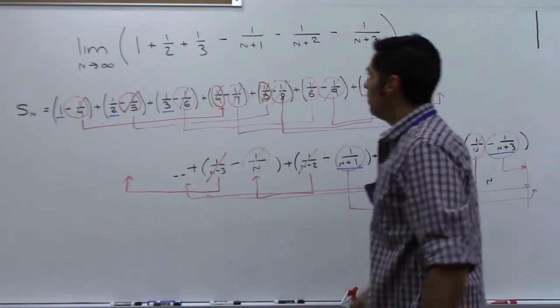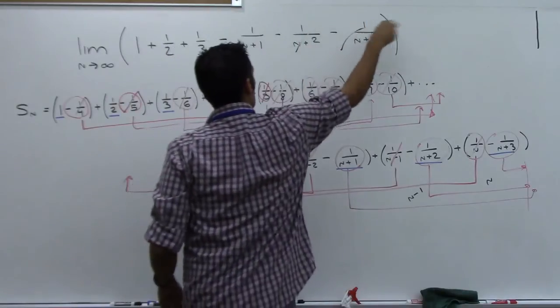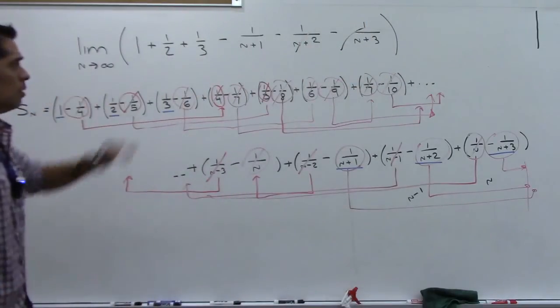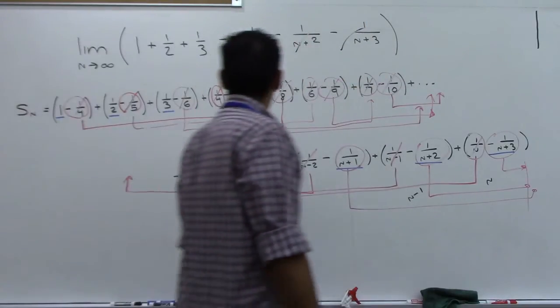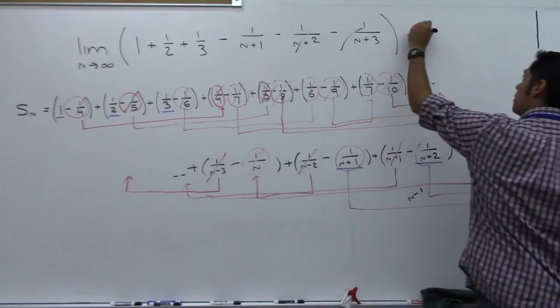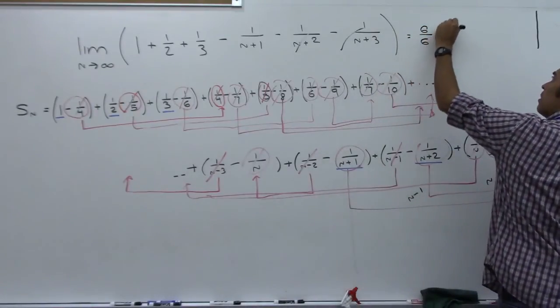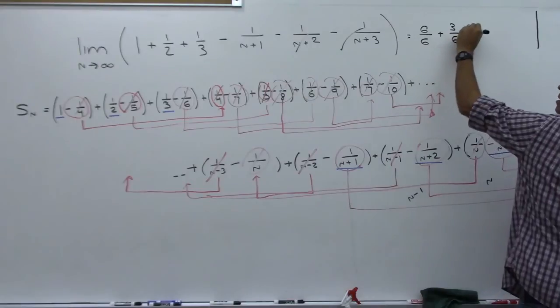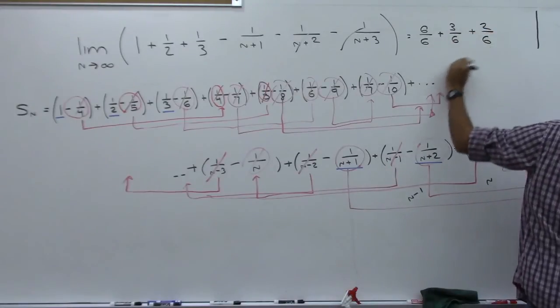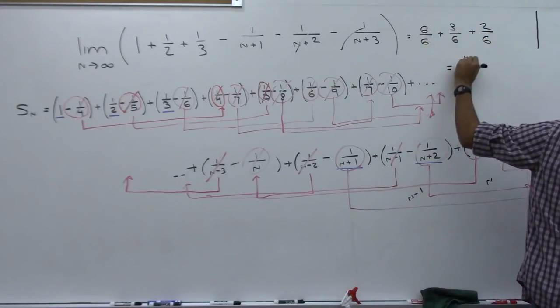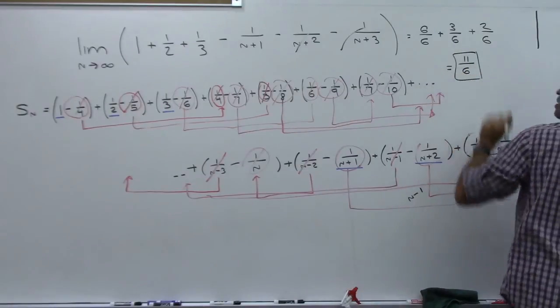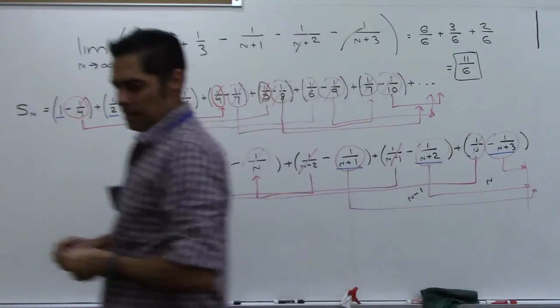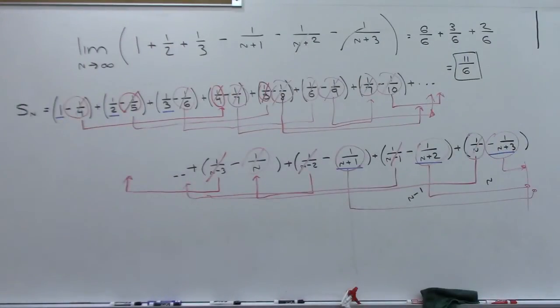So let n go to infinity here. These all go away, and you're left with 1 plus a half plus a third. That's a common denominator there of 6. 6 over 6 plus 3 over 6 plus 2 over 6, which is 11 over 6. 11 sixths is the sum of that telescoping or collapsing series.